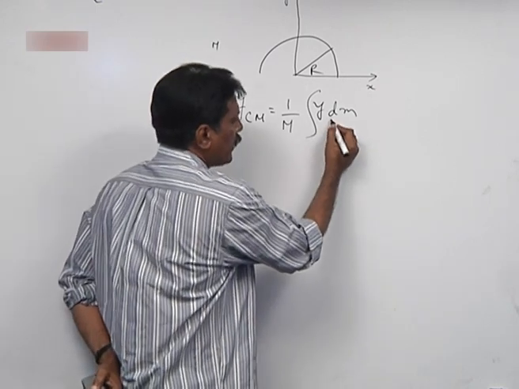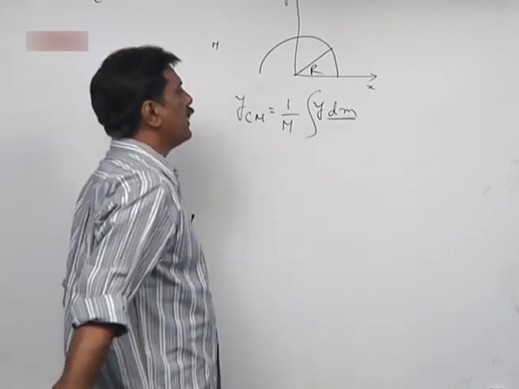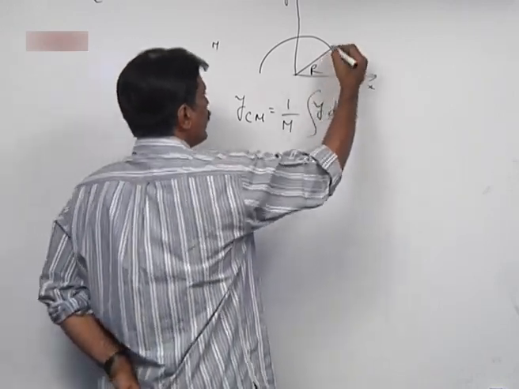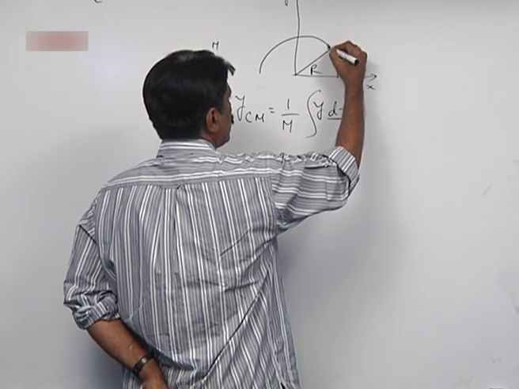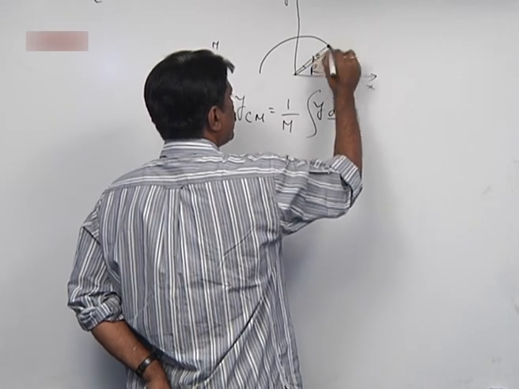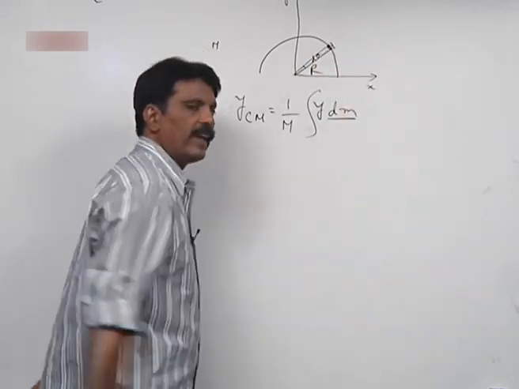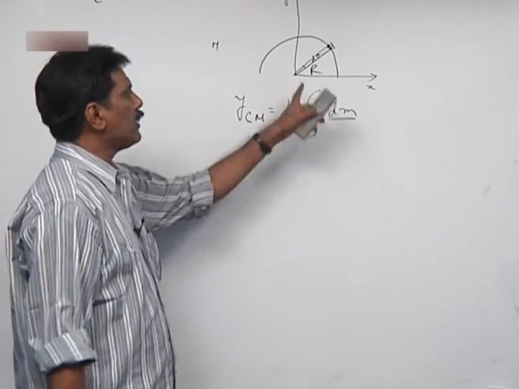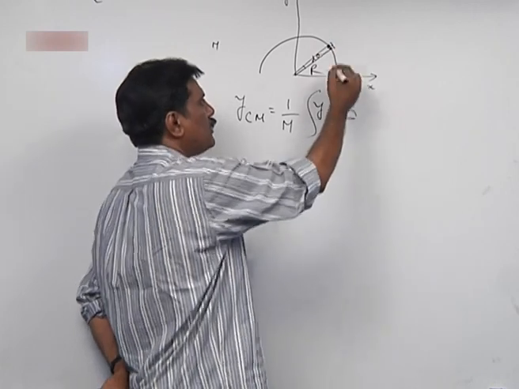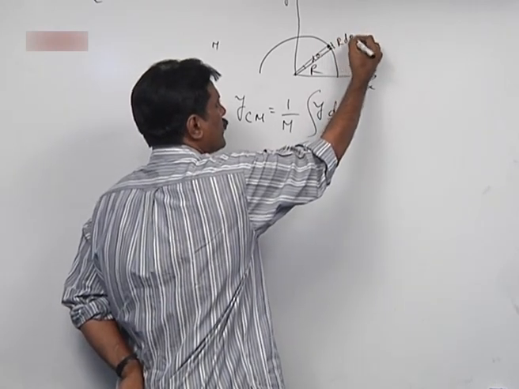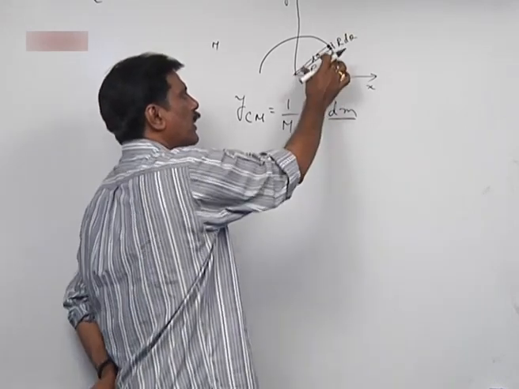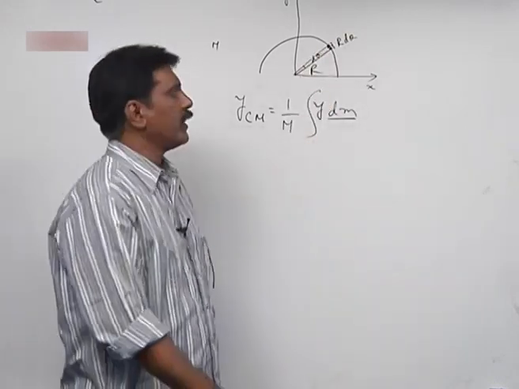As I told you yesterday, first you should find dm. To find dm, we take an element here which is making an angle d theta at the center. Now, the length of this element is equal to radius into angle, r d theta.